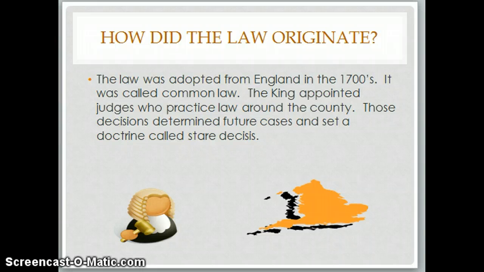How did the law originate? The law was adopted from England in the 1700s. It was called common law. The king appointed judges who practiced law around the country. Those decisions determined future cases and set a precedent.